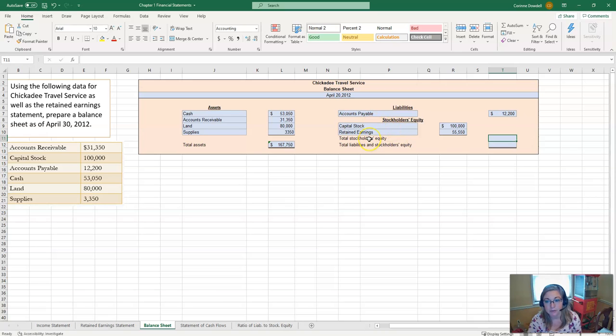All right, so to get our total stockholders' equity, we are going to add capital stock and retained earnings. And then to get total liabilities and stockholders' equity, we will add the accounts payable, the liabilities, and the total stockholders' equity. And we get $167,750. And we see that our balance sheet does balance. Remember, if your balance sheet doesn't balance, you've done something incorrectly and you need to figure it out, because it is a balance sheet, so the two should match.